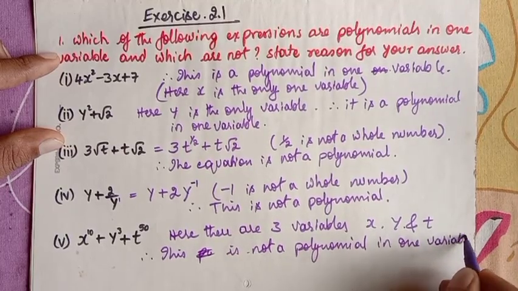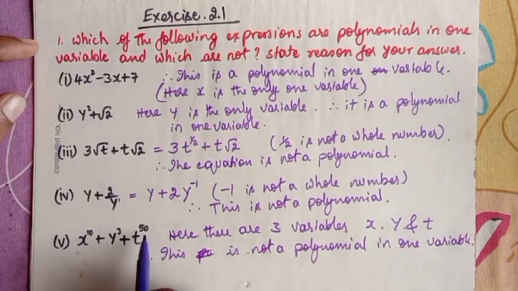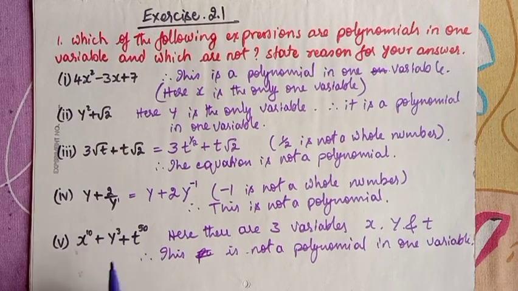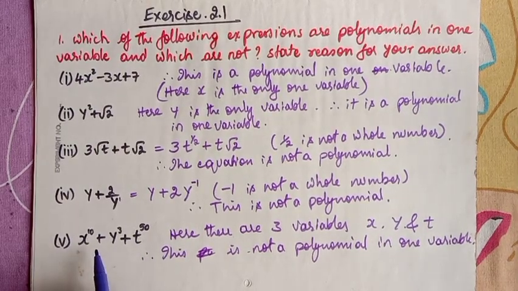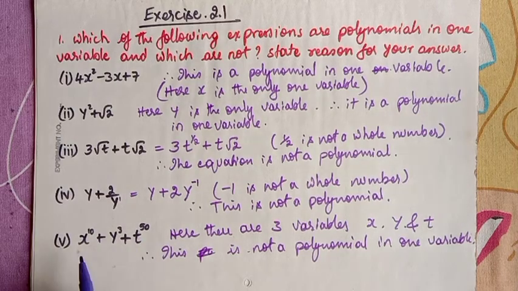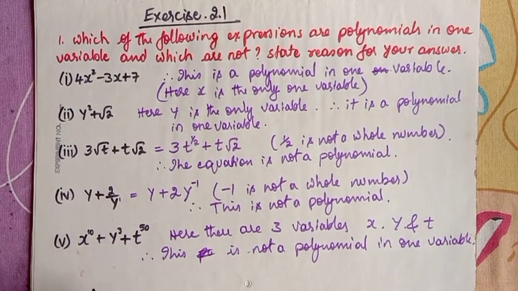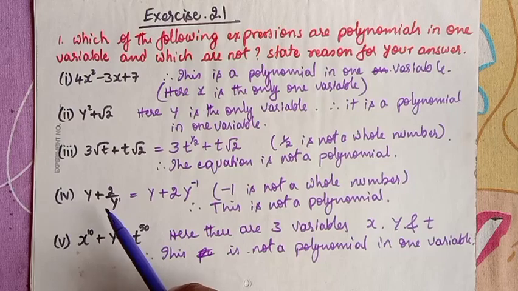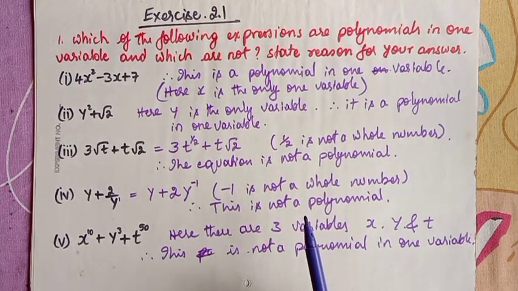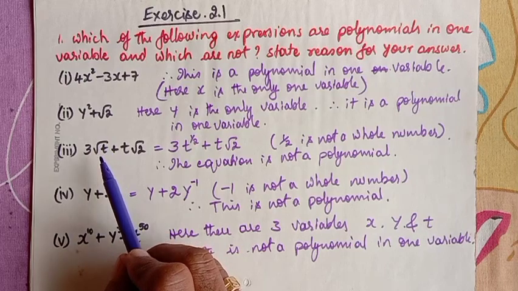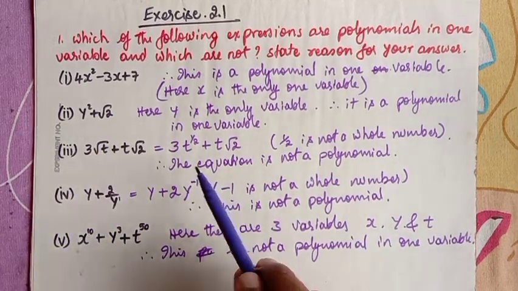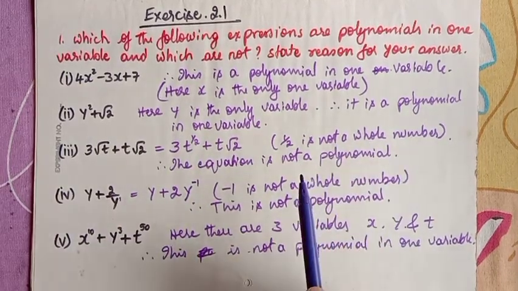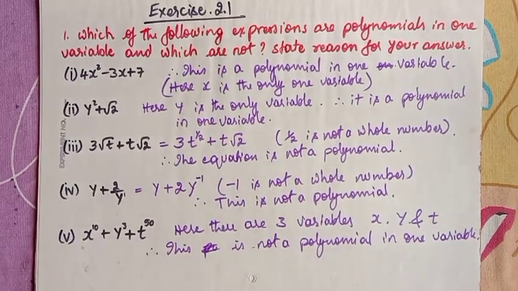You see, in this case, the exponents of the variable is not a problem. All the three numbers are having whole numbers as their exponents. That is not a problem, but the three variables are the problem. Whereas in this case, the exponent itself is the problem. So this is not a polynomial. Here too, square root of t can be written as t to the power of 1 by 2. 1 by 2 is not a whole number. Therefore, the equation is not a polynomial.